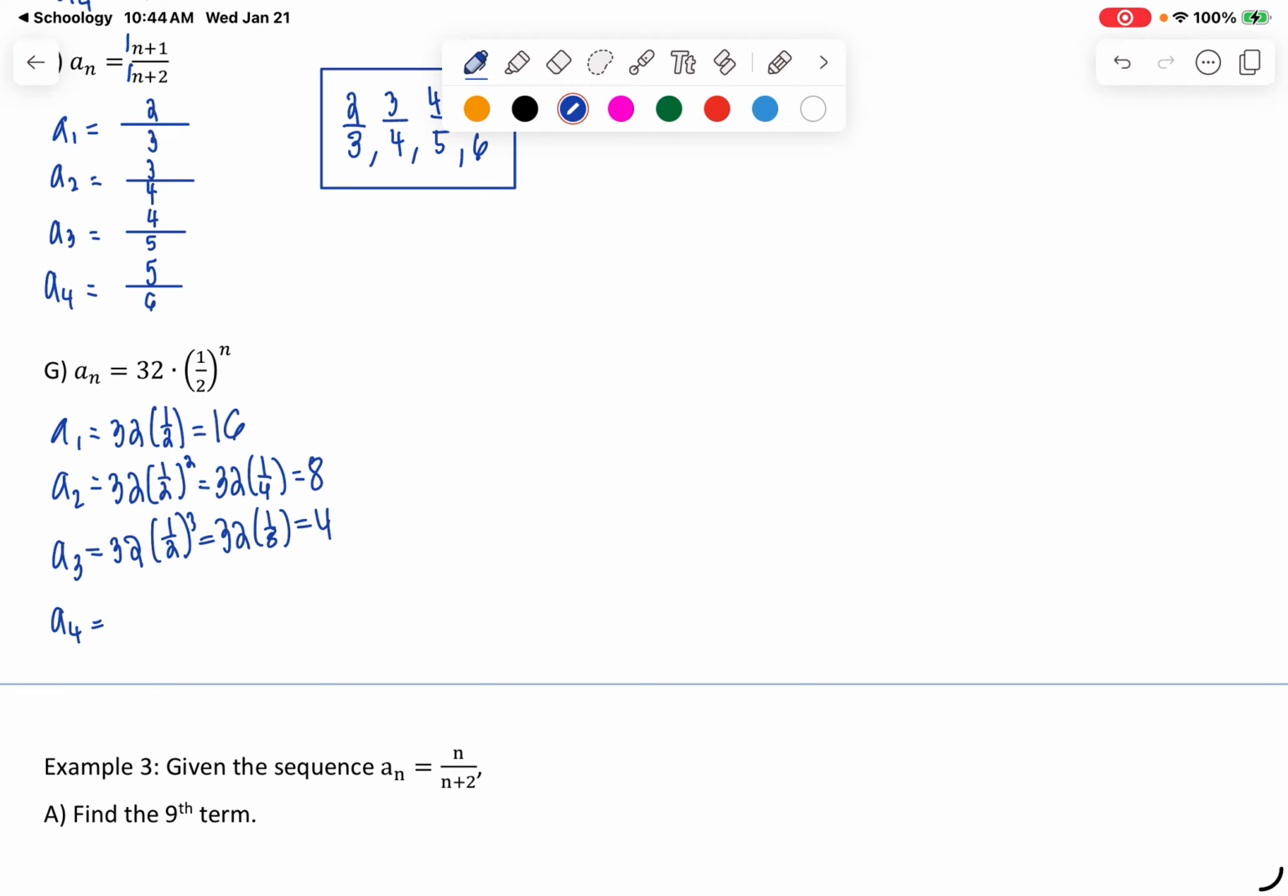And let's see our pattern here so far. 16, 8, 4. So notice it's taking half of each number. So 16, 8, 4, this should be a 2. And let's see if that pattern continues. So we have 32 times 1/2 to the fourth power, which is 32 times 1/16, which is 2.